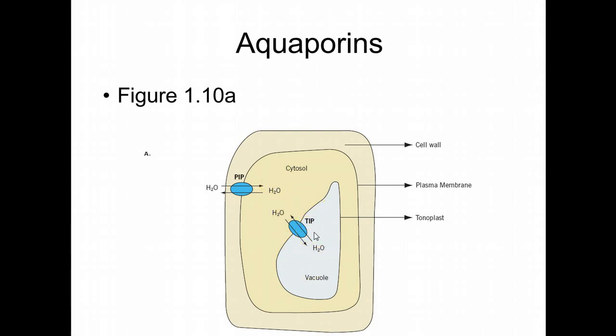Okay? So we have the cytosol, we have the protoplasm, and then we have the vacuole. And so these things can actually move water around, or help move water around faster.